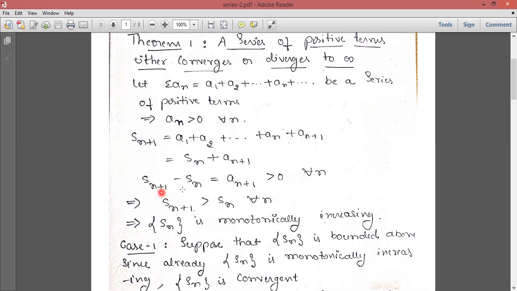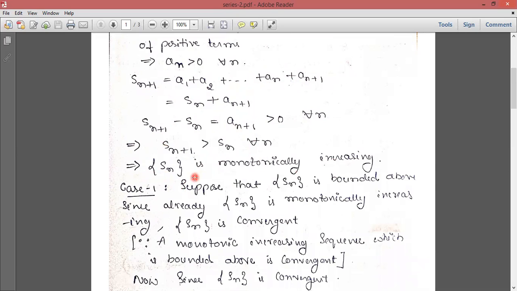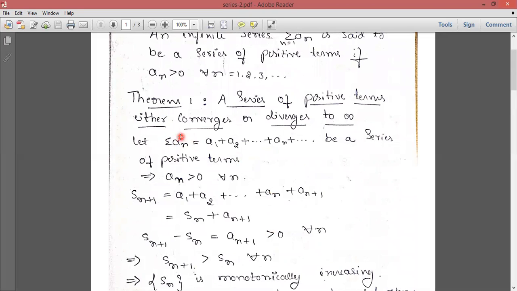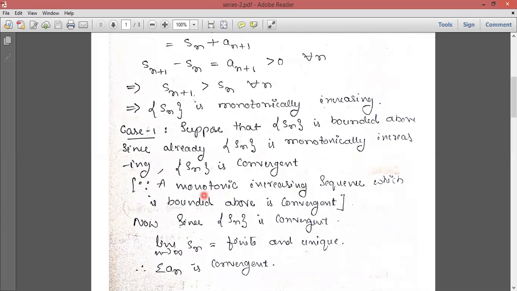So now Sn plus 1 minus Sn is greater than 0 for all the values of n. Okay, take Sn to right side. Then we get Sn plus 1 is greater than Sn for all the values of n. Now, by definition of monotonically increasing sequence, sequence Sn is monotonically increasing. Okay. As of now, we have shown that sequence Sn is monotonically increasing. But what we need to show is this series converges or diverges to plus infinity. For that, I am considering two cases.